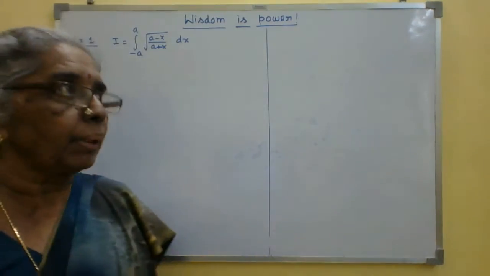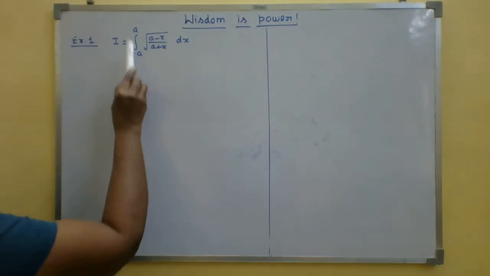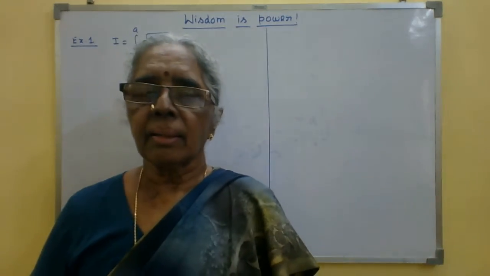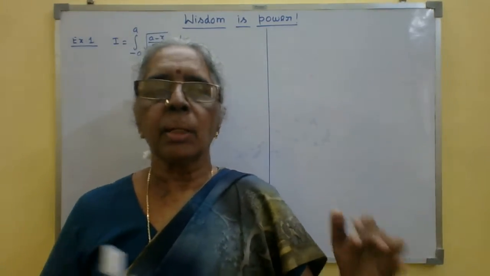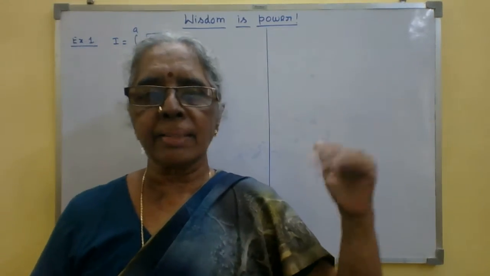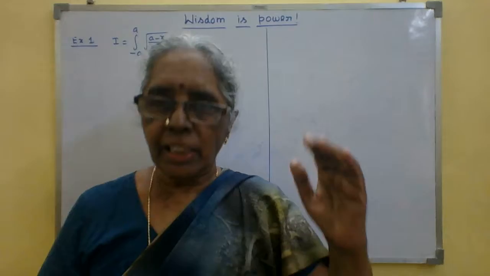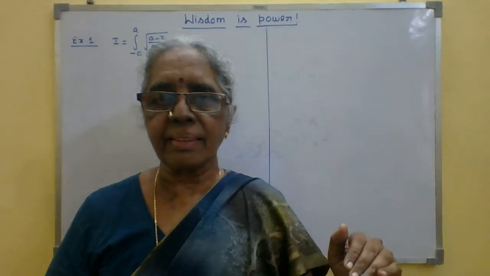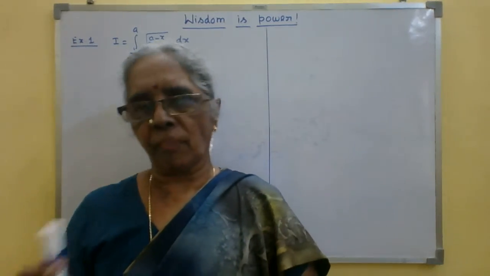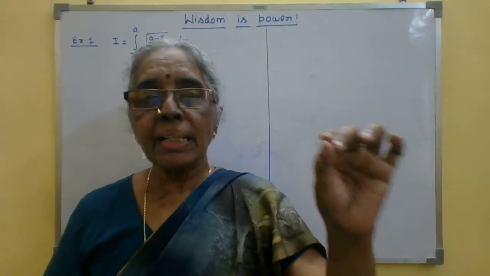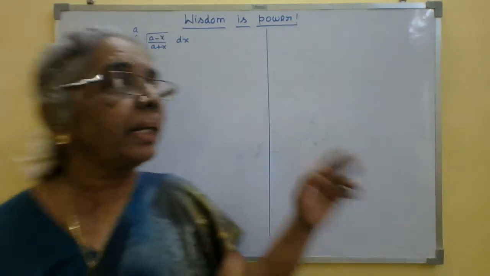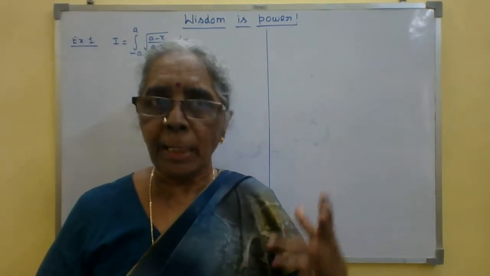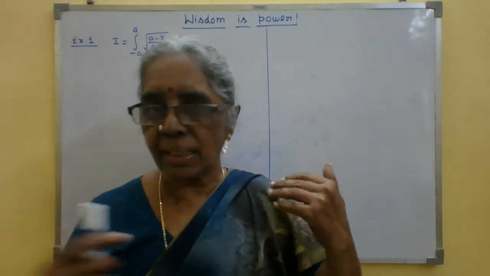Now let us see example 1. I is equal to integral from minus a to a of root of (a minus x) by (a plus x) dx. At the face of it, it looks like you can apply the property. But here your f of x is root of (a minus x) by (a plus x). If you find f of minus x, that will not be equal to f of x, nor equal to minus of f of x, because you will get (a plus x) by (a minus x). So we won't be able to find whether it is an odd or even function straight away.